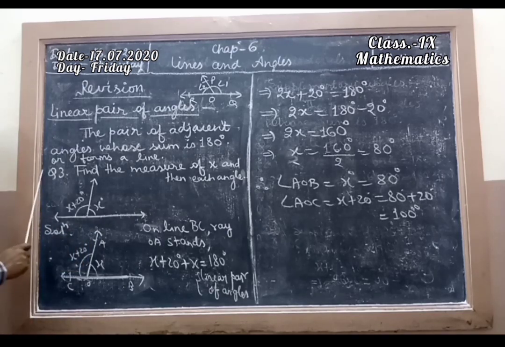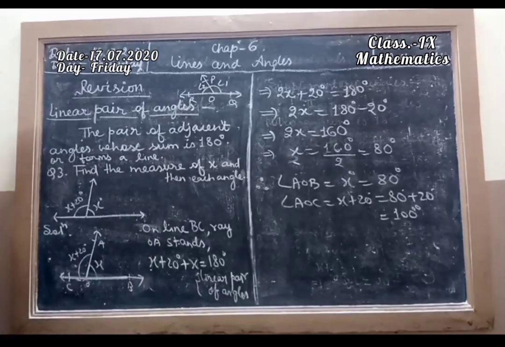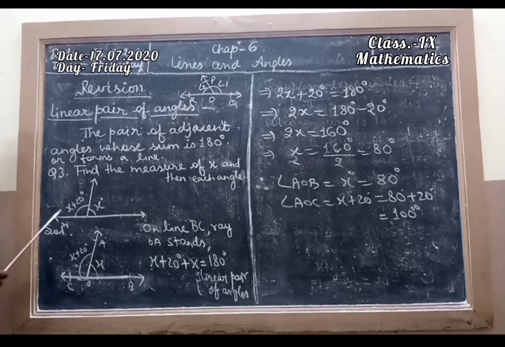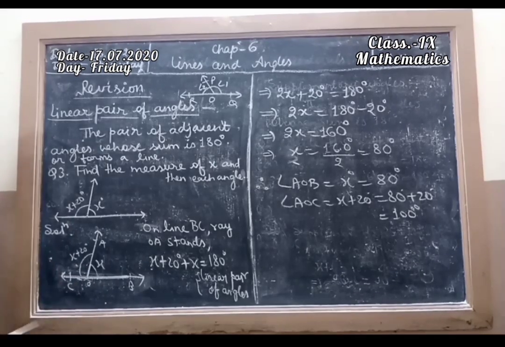Now question third. Find the measure of x and then each angle. So it is clear that this is a line and there are two angles. It means these two angles are a linear pair of angles. So students, initially we draw the figure as per the question. Now we name it. This is point A, this is point O, this is point B, and that is point C.